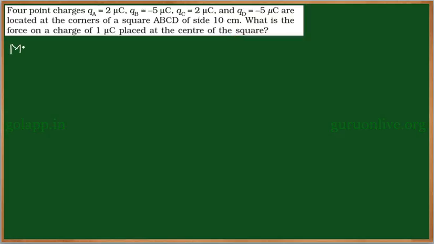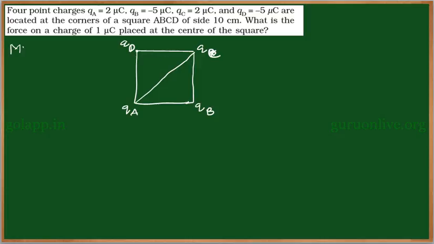Our motive is, so there is a square. At the corners of the square, four charges are placed: QA, QB, QC and QD. They have their respective charges. At the center, the cross point of the diagonals, a small charge has been kept, and we need to find out the net force acting on that small charge due to these charges. That is our motive. Now come to the investigation part.